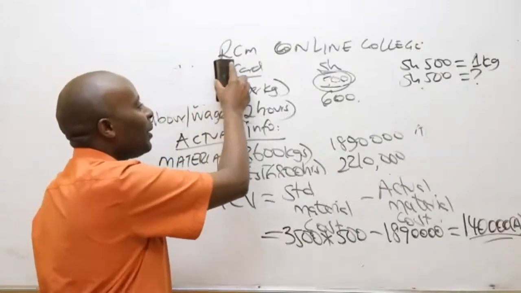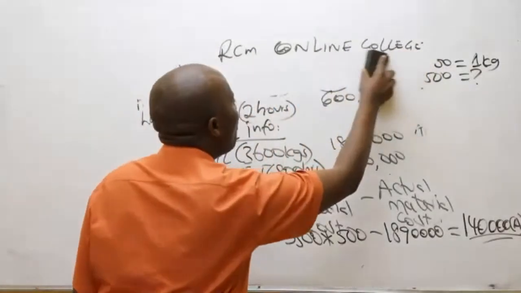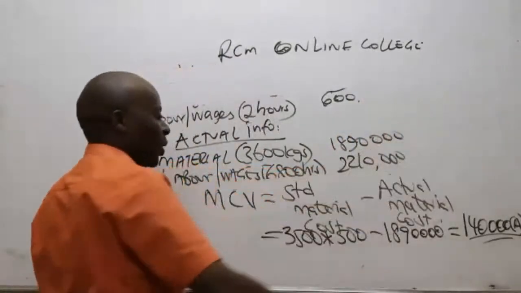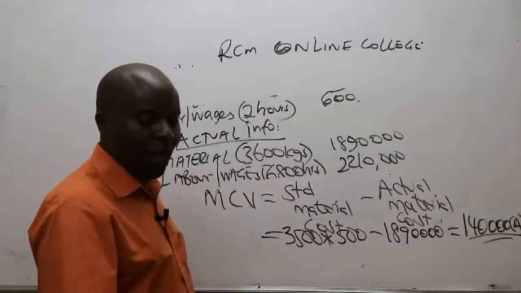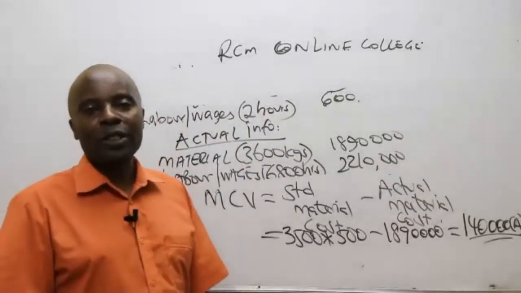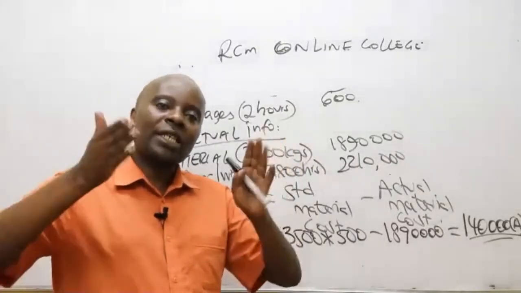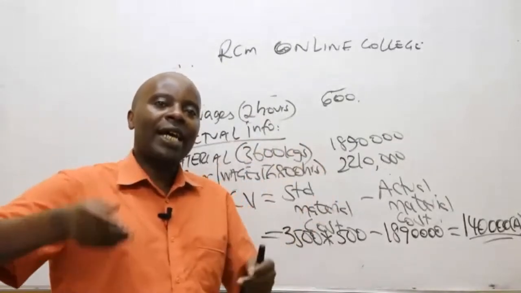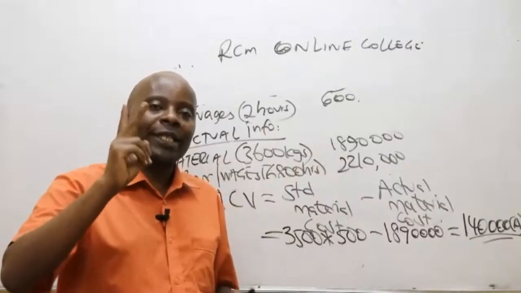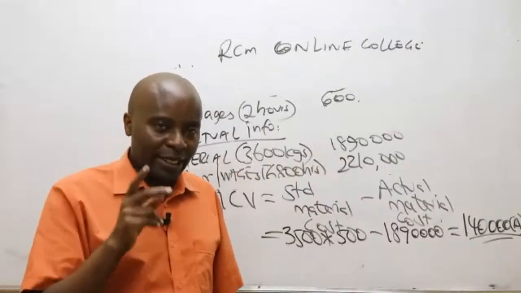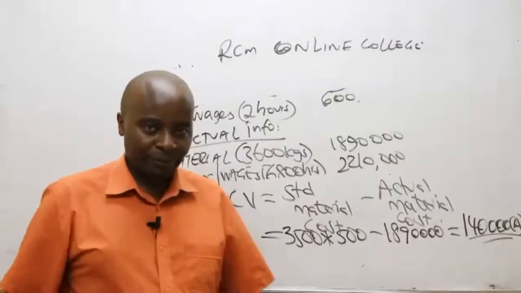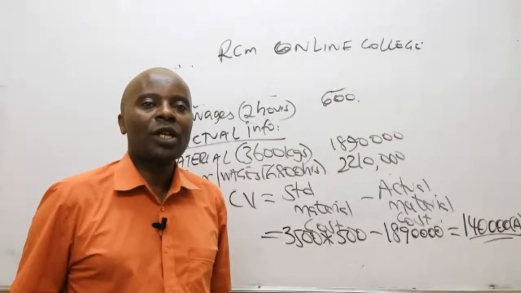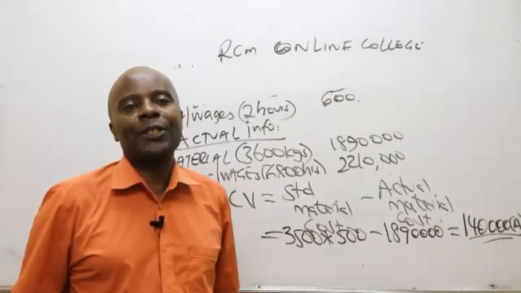Now, ladies and gentlemen, I would want us to go straight away to the labor cost variances. Labor cost variance is LCV. Generally, labor cost variance has how many components? Two of them. Labor cost variance has two components.